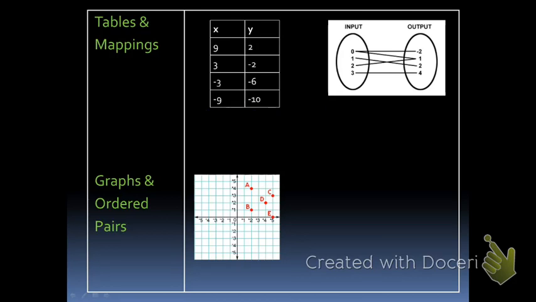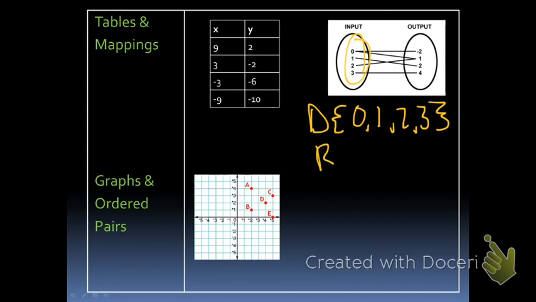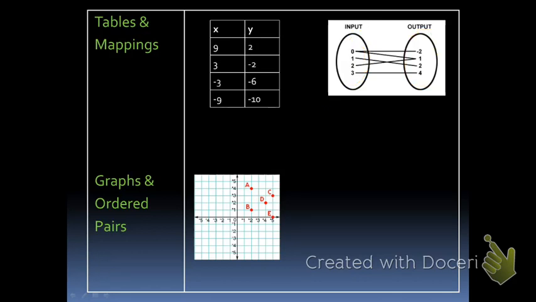A mapping is the exact same thing. You would say that the domain is 0, 1, 2, 3, and the range is -2, 1, 2, 4. There's the range. Easy enough. Now we get a little bit trickier when we look at graphs and ordered pairs, but we treat them the same way.